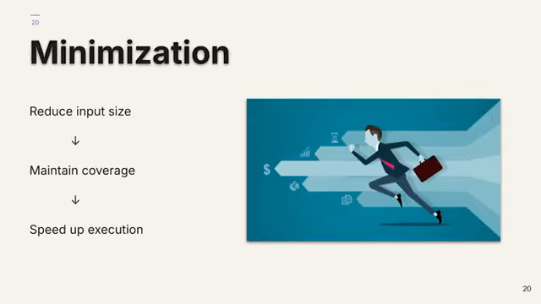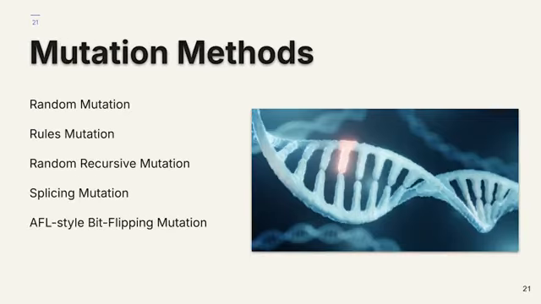In order to keep Nautilus fast and effective, Nautilus uses 2 main minimization techniques: subtree minimization and recursive minimization. These both act as a way to reduce the input size of the seed, maintain the coverage of the original seed, and speed up the execution as a whole.